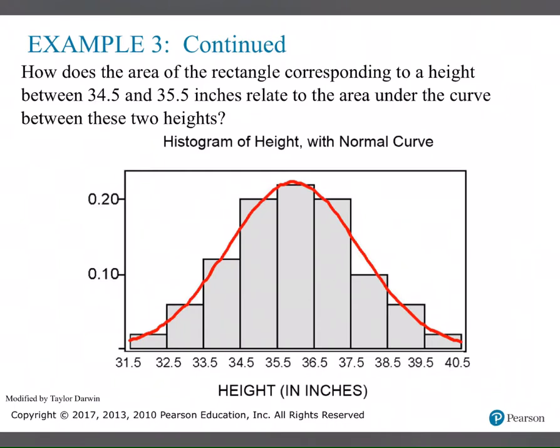But if we had to draw a histogram every single time we were given data, that would get pretty cumbersome. And so a lot of the times, instead of making you create a histogram every time, they'll just say the data is approximately normal or normally distributed or symmetric, and that will let you know that this exists for what we're going to do next. Now this says, how does the area of the rectangle corresponding to a height between 34 and 35 relate to the area under the curve between those two heights? So 34 is right here and 35.